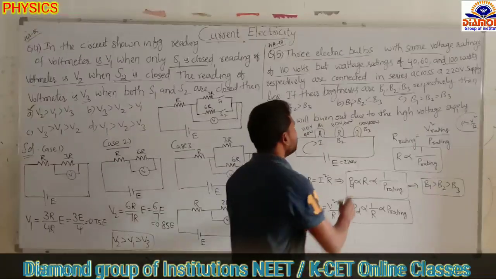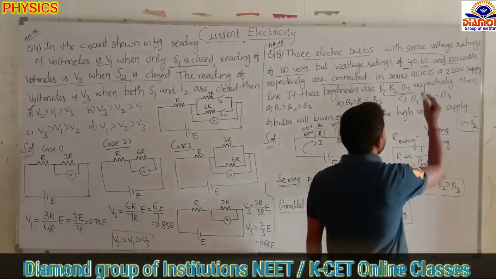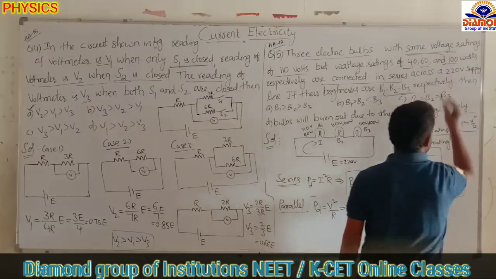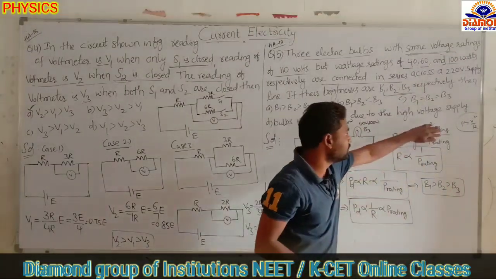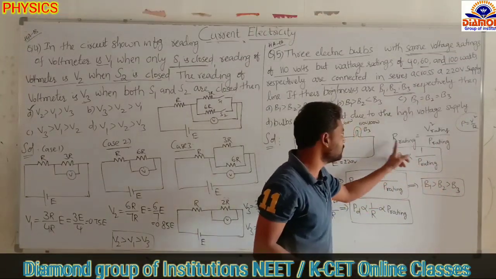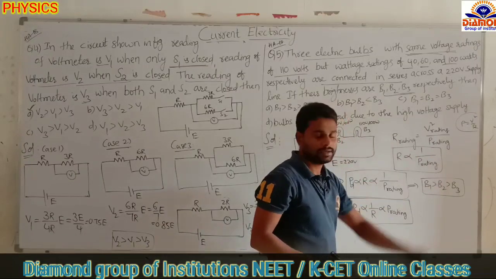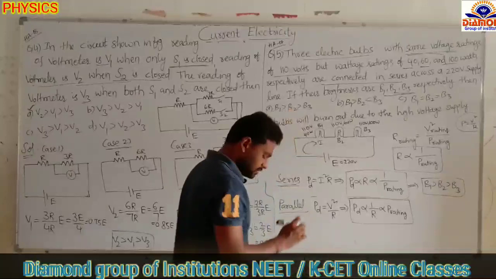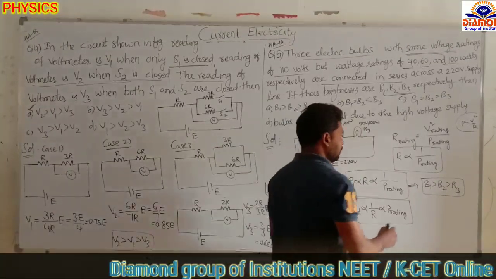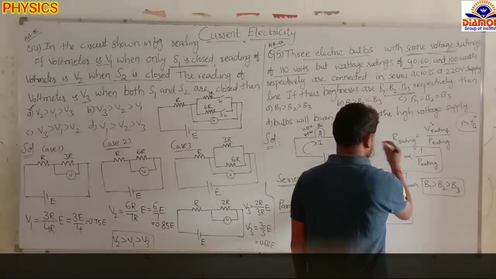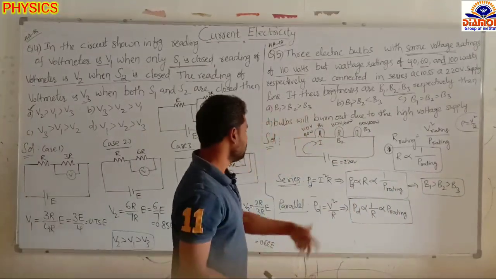Okay, so now here they mention the same voltage rating is given. So this voltage rating is the same, so constant. Then the relationship between R and P is that R is inversely proportional to the power rating. Okay, R is inversely proportional to the power rating. So remember this one.